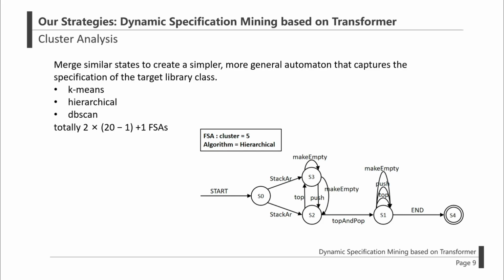The clustering algorithms yield a total of 2 multiplied by (20 minus 1) plus 1 FSAs. Among them, K-means and hierarchical clustering algorithms each generate 20 minus 1 FSAs. The DBSCAN clustering algorithm generates 1 FSA. For example, the flowchart shows an FSA with a given number of clusters generated using hierarchical clustering.